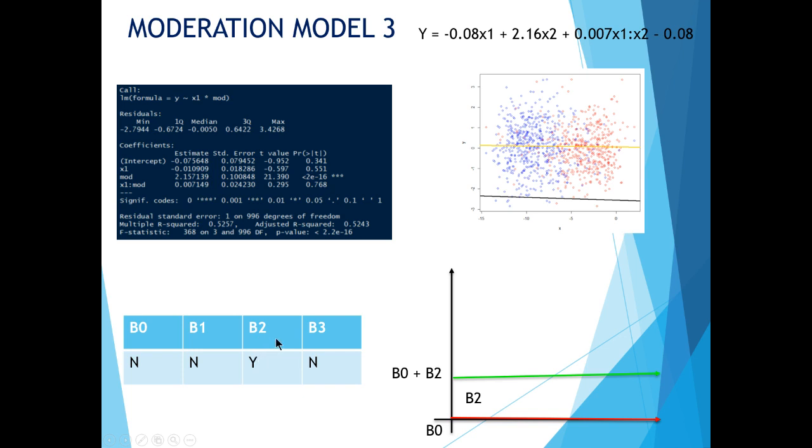So then our third plot, our final plot, we have B0, B1, and B3 are not significant, but B2 is significant. So here is the plot we're hoping for, which, by the way, B2 is this gap between here, so we can see here that B2 is significant, so that is why there's separation there. And here's what our graph gave us. And so x1 and the interaction were not significant, but the moderator was significant. So it gives us this equation, y equals negative 0.08 x1 plus 2.16 x2 plus 0.007 x1 x2 minus 0.08.